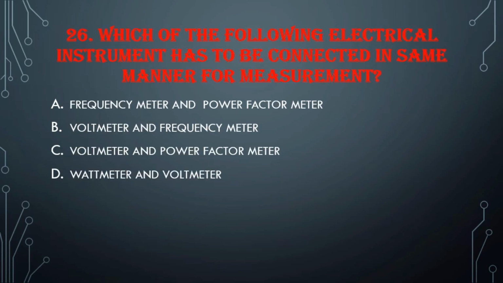The next question for you all, my friends, is: which of the following electrical instruments has to be connected in the same manner for measurement? The options are: A. Frequency meter and power factor meter. B. Voltmeter and frequency meter. C. Voltmeter and power factor meter. D. Wattmeter and voltmeter. And your time starts now.